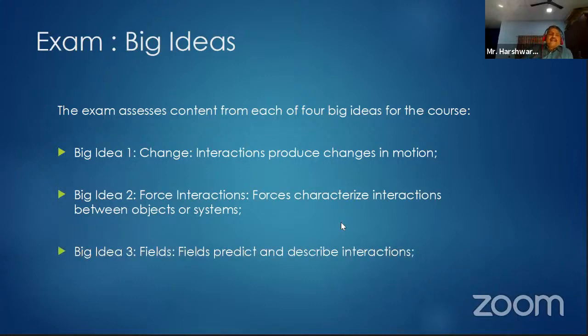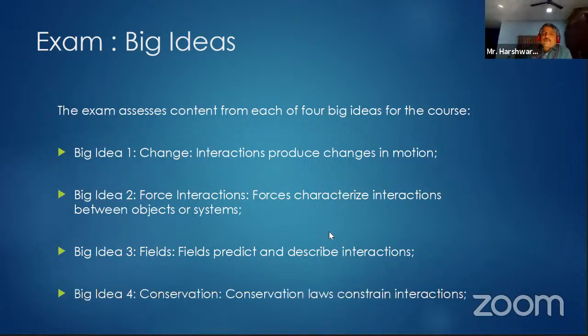The third big idea is about the concept of field. So for example, when we talk of gravitation, there is this concept of gravitational field, which is expressed in terms of either the field intensity or the gravitational potential, where we need to predict and describe the type of interactions between different bodies which are present inside that field or which are under the particular force. So for example, in a gravitational field, we're talking about the gravitational force.